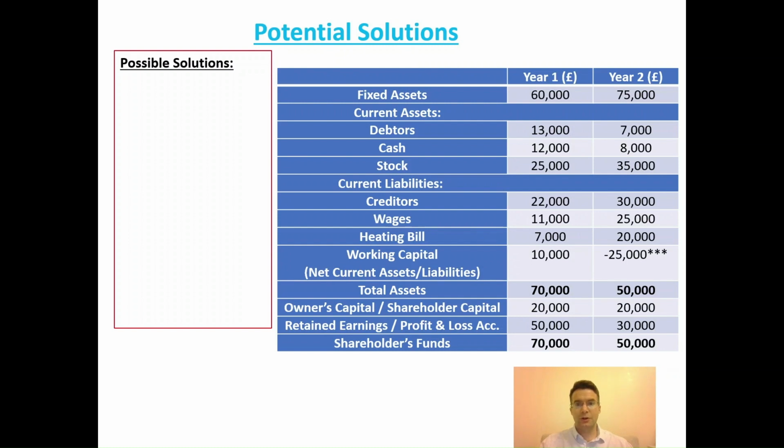Stock holdings, on the other hand, have gone up from 25,000 in year 1 to 35,000 pounds. So we're holding a lot of stock. It's a worrying situation based upon what we talked about earlier and the fact that we might not get what we expect to get for the amount of stock we hold. And then we come on to our current liabilities, our creditors, people that we owe money to, has gone up from 22,000 to 30,000 pounds, so a significant increase in the amount we owe.